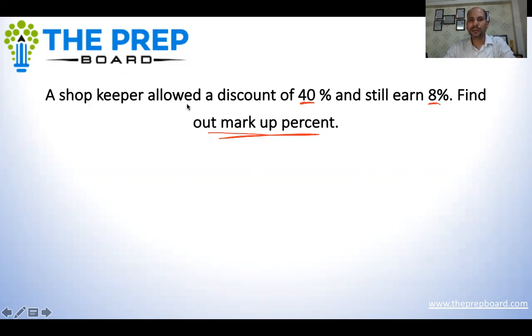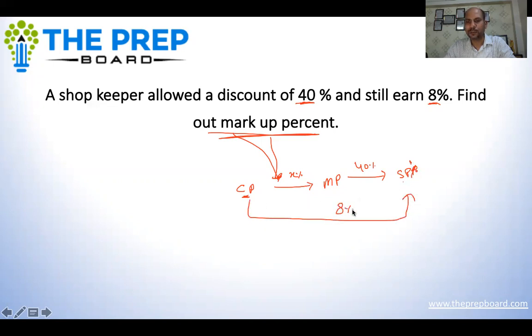So how is it possible that he'll give a discount and still earn? Definitely he must have bought an article at cost price. Then he must have increased the price, or we call it a markup, by let's say X%, and that reaches a different price, which we call the marked price. At this price, he gives a discount of 40% and reaches the final price, which is the sales price. And we know that the sales price is 8% more than the cost price. So this 8% is the resultant of the first change and second change.